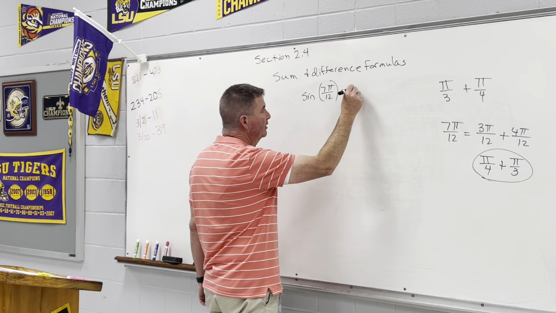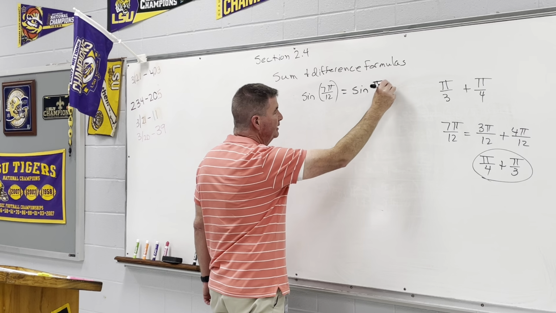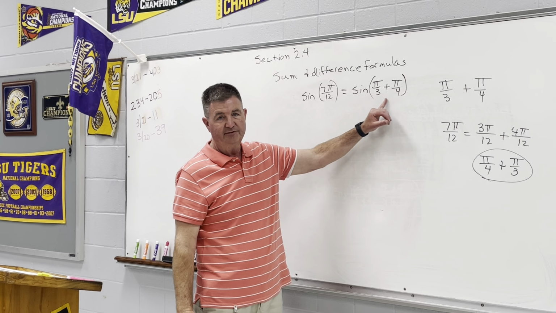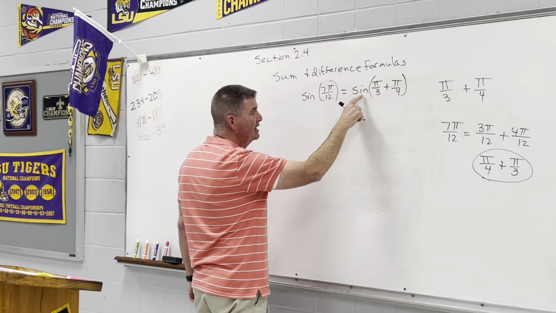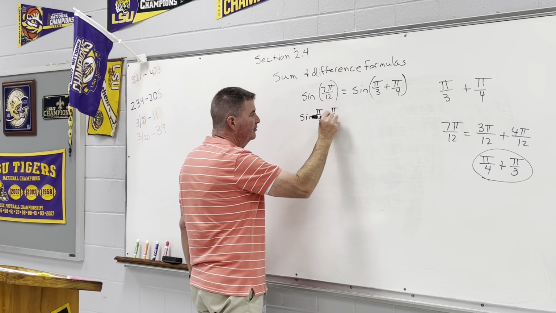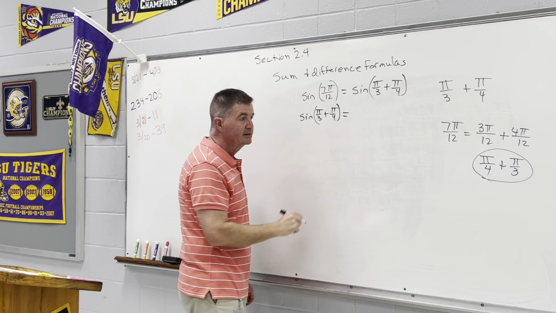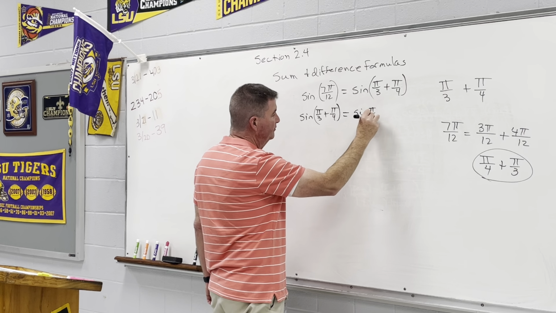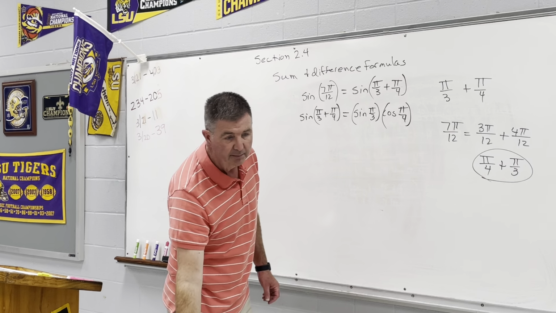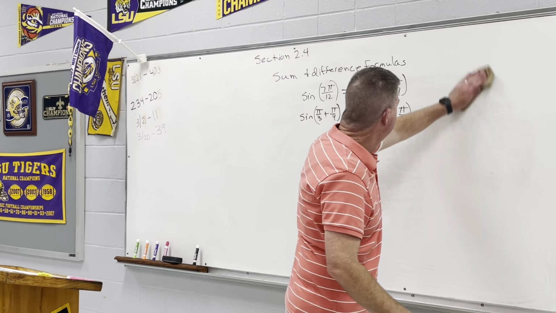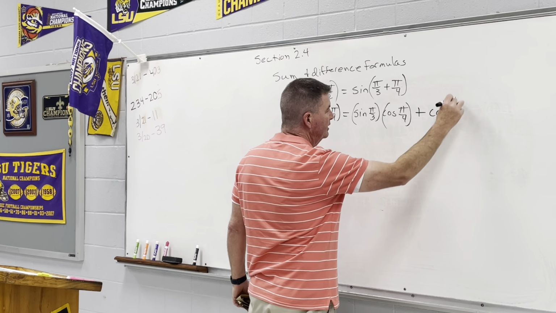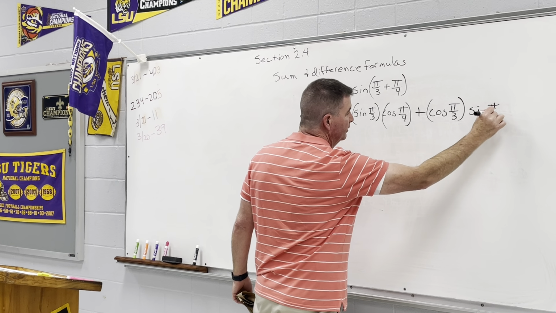So for this one here, we're going to say that this is the sine of pi over 3 plus pi over 4. I always write it with the bigger angle first. And therefore now we have the sine of a sum. So the sine of pi over 3 plus pi over 4, using the sine of a sum, is going to be the sine of pi over 3 times the cosine of pi over 4, looking at your formulas. Then the sine is going to be the same, so plus the cosine of pi over 3 times the sine of pi over 4.